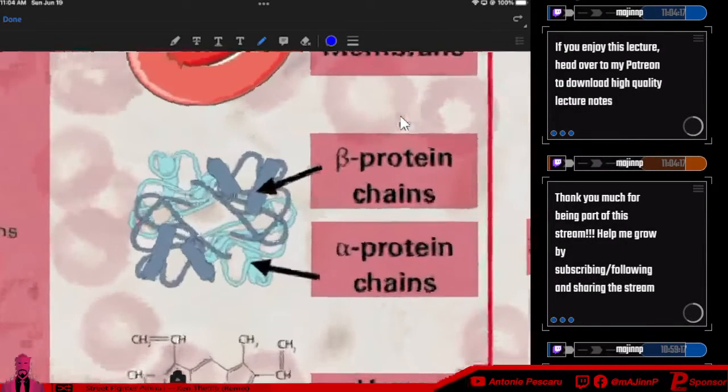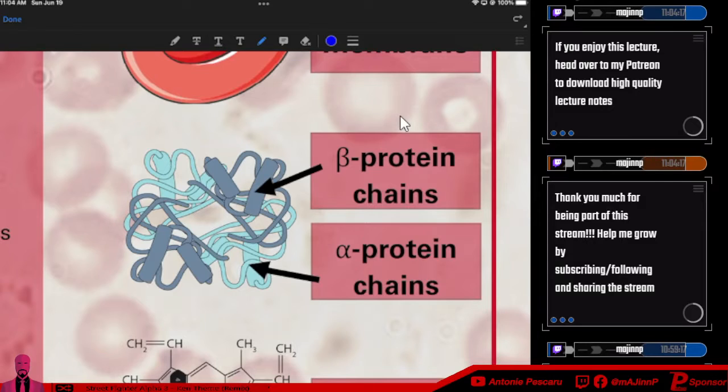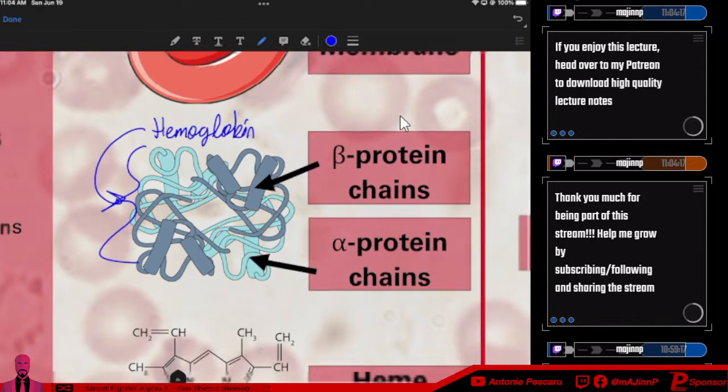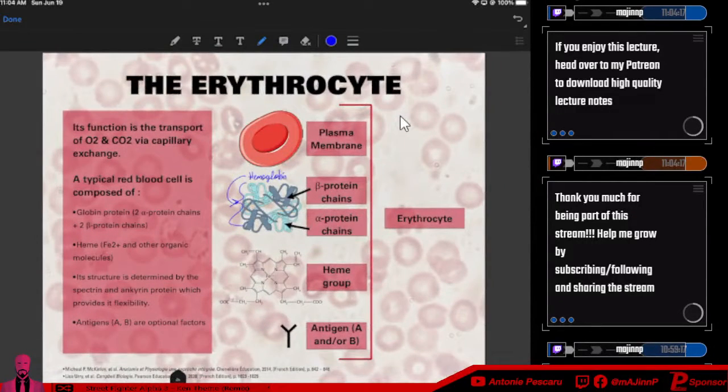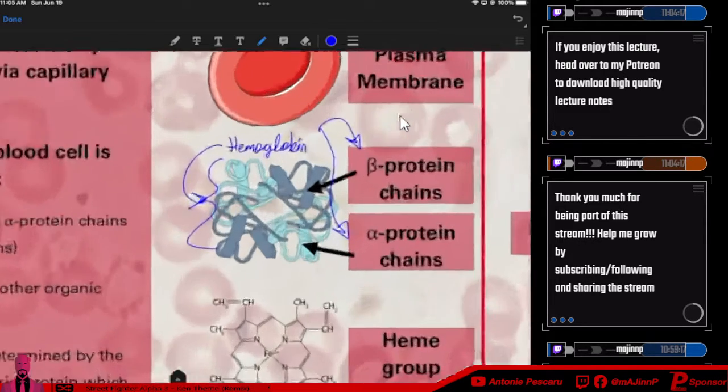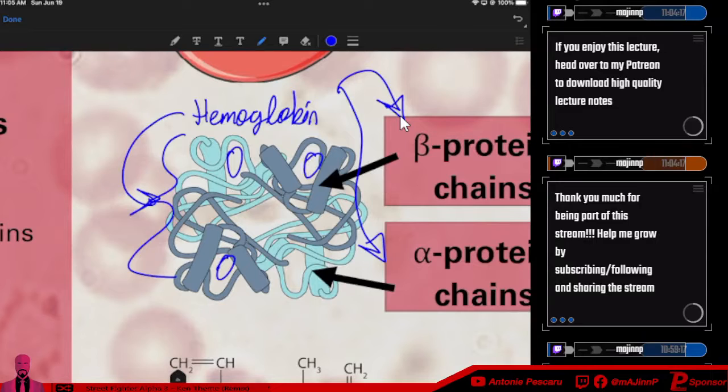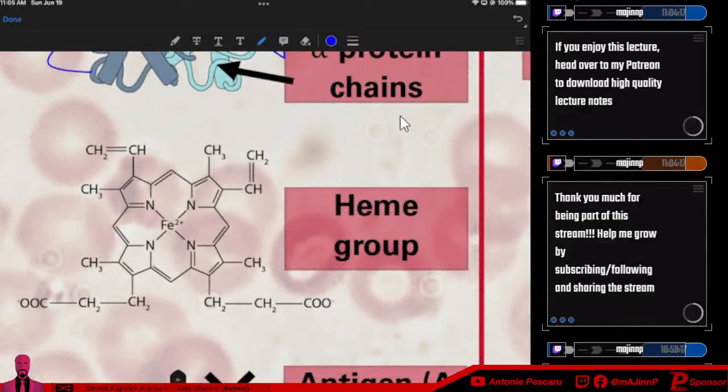I should have gone a little bit into precision that this right here is hemoglobin. This whole thing is made out of hemoglobin, and it has 2 beta protein chains right here and here, and 2 alpha protein chains, which are here and here. I don't know why I didn't specify that. I'm so sorry about that. Anyways, moving on. In between, there are always going to be 4 spots available for the heme group.